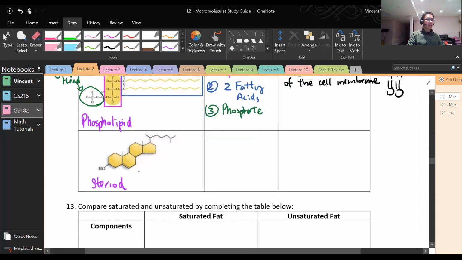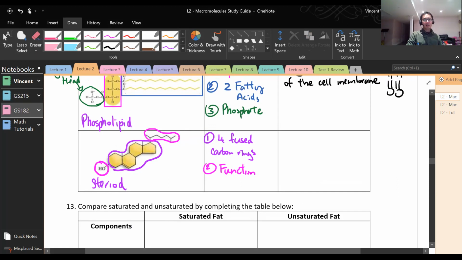Okay, steroid. So we have the fused ring here. That's the first component: 4 fused carbon rings. All these points on the shape, those are carbons. And we have a bunch of other stuff that you can add to it. These are called functional groups. Think of these like accessories on your phone or something. You can add different things to it.